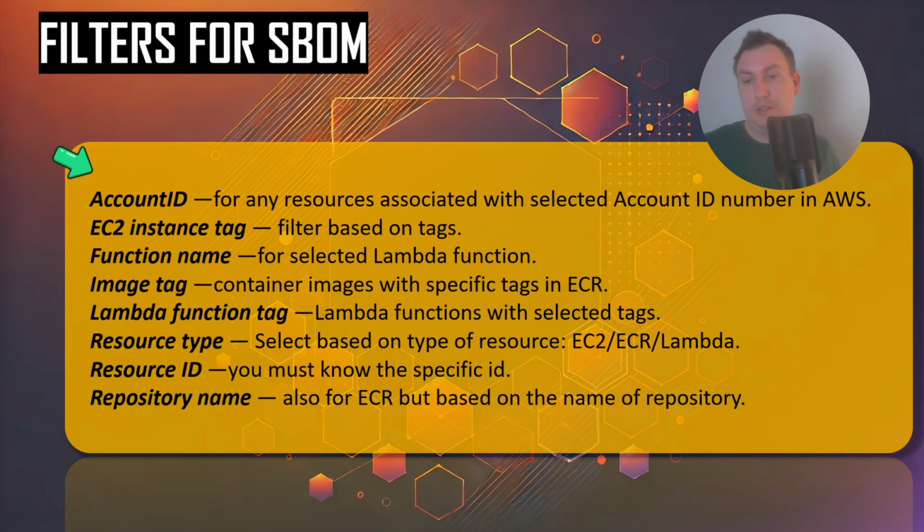The resource ID is an identifier of the specific resource, and the repository name is the name of your ECR repository, obviously. So you can go to different granularity of the things that you want to have in your SBOMs. For example, you don't care about your development environment, or you don't care about specific regions, or you don't care about the specific tags. You can exclude them by these filters.